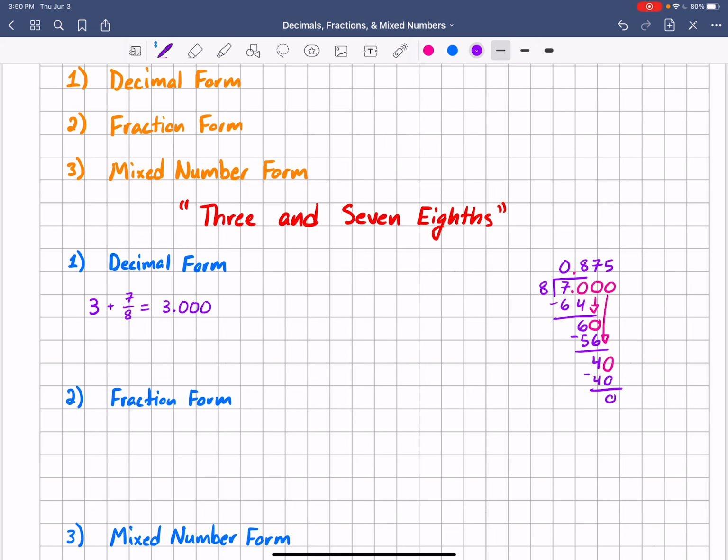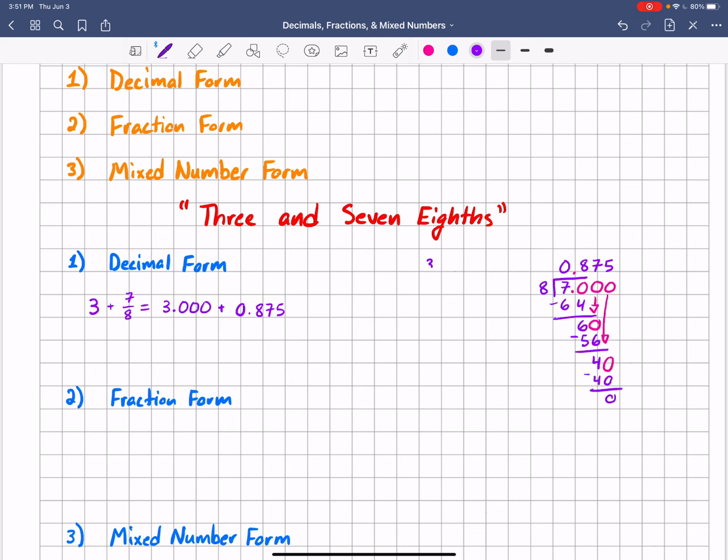So the answer, we have 3, which we converted into 3.000, plus, now 7/8 is the same as 7 divided by 8. That is 0.875. Now, the final step in this conversion to decimal form is just adding these numbers. And I just want to change the format for a moment just so we can point out some little details about when you're adding numbers with decimals.